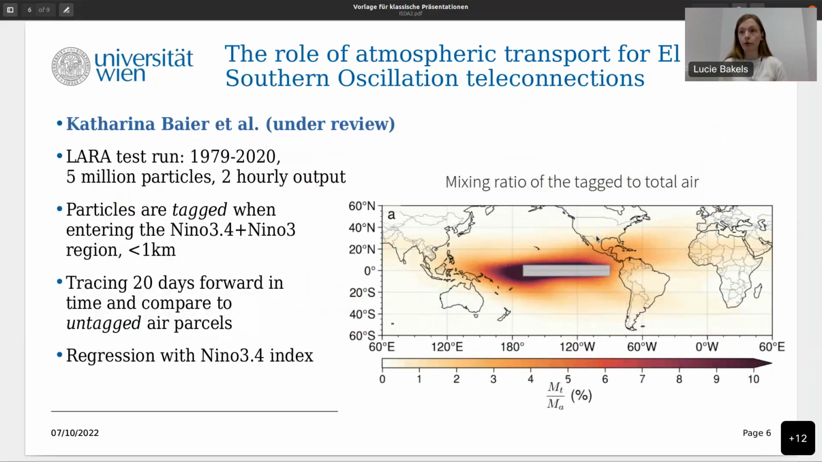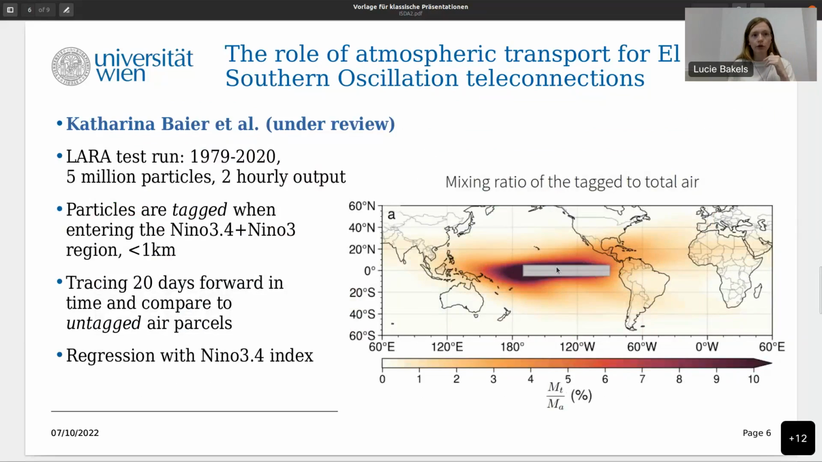We already made a first version of the LARA data set, which Katharina Baier, a PhD student in our group, has used to study the energy transport of air coming from the equatorial Pacific. So she tagged particles from this region and traced them 20 days forward in time. And then she compared it to the air that was not tagged.